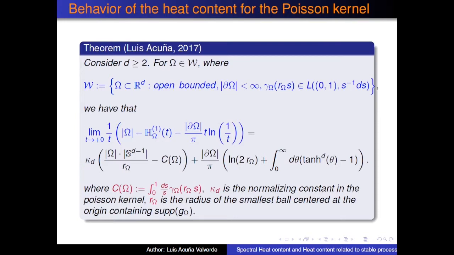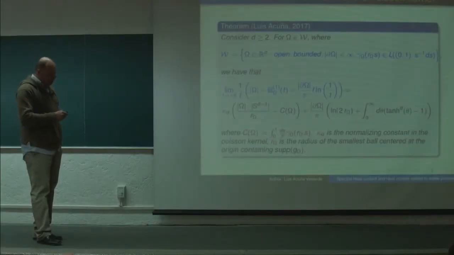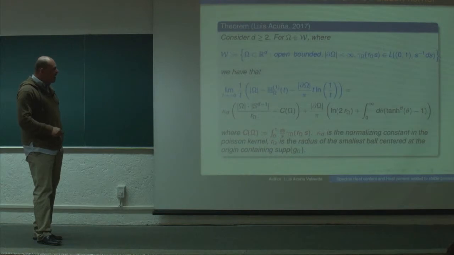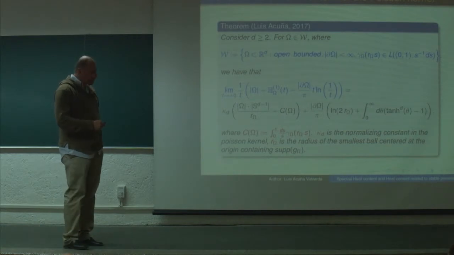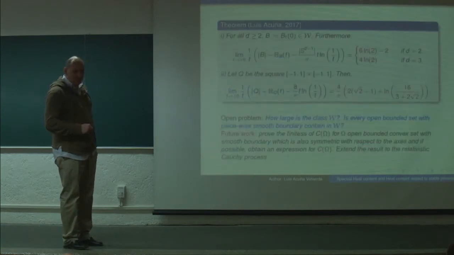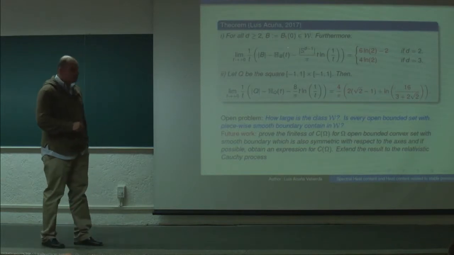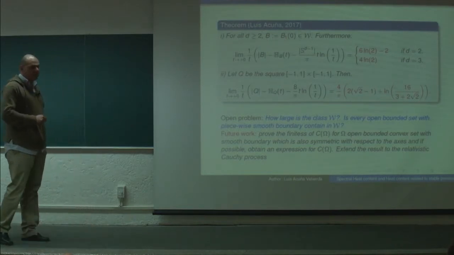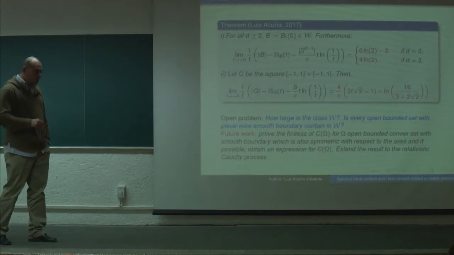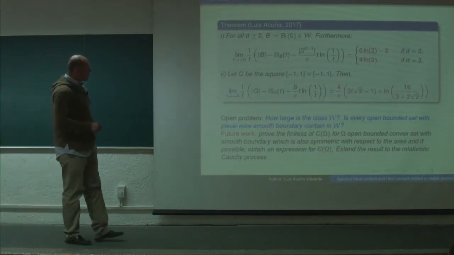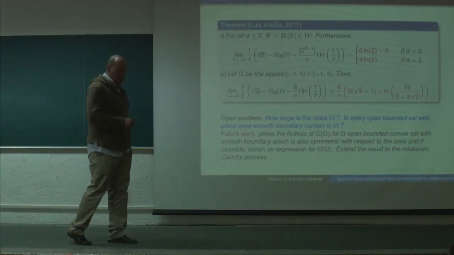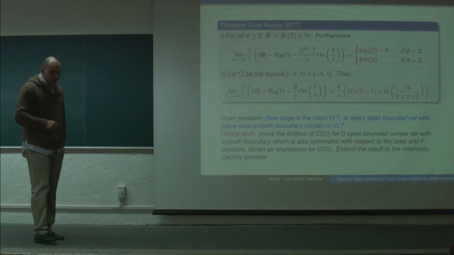So, what is the issue with this theorem? Well, you may wonder, it looks nice, but how do you know that this is not empty? So I took care of that, and I proved that every ball of radius 1, for every dimension bigger than 2, is there. And I was also capable of computing the constants for the specific cases d equal 2 and d equal 3.